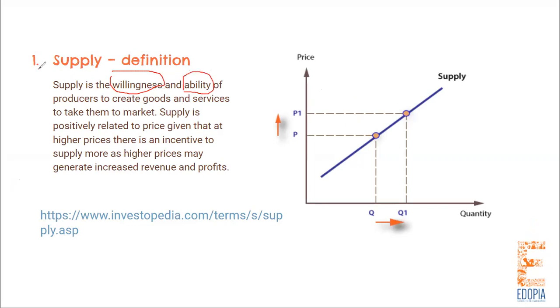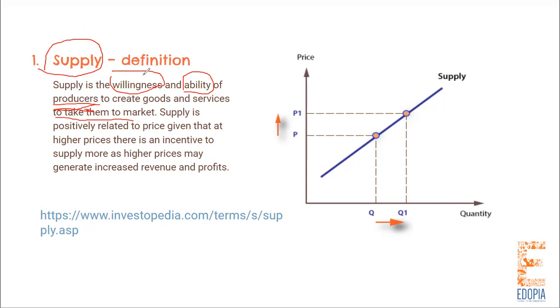That was the willingness, and the second one was the ability of the consumers to consume a product. Now, supply is created when there is willingness and ability of the producers. Here, the difference is producers create goods and services to take them to market. So the definition is that they are willing and then they are able to produce the goods that they take to the market.